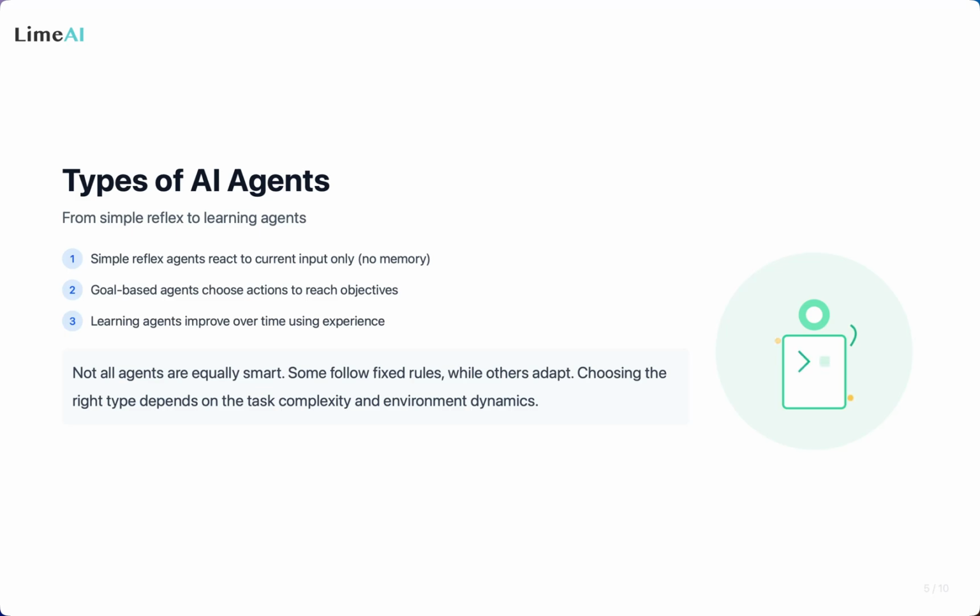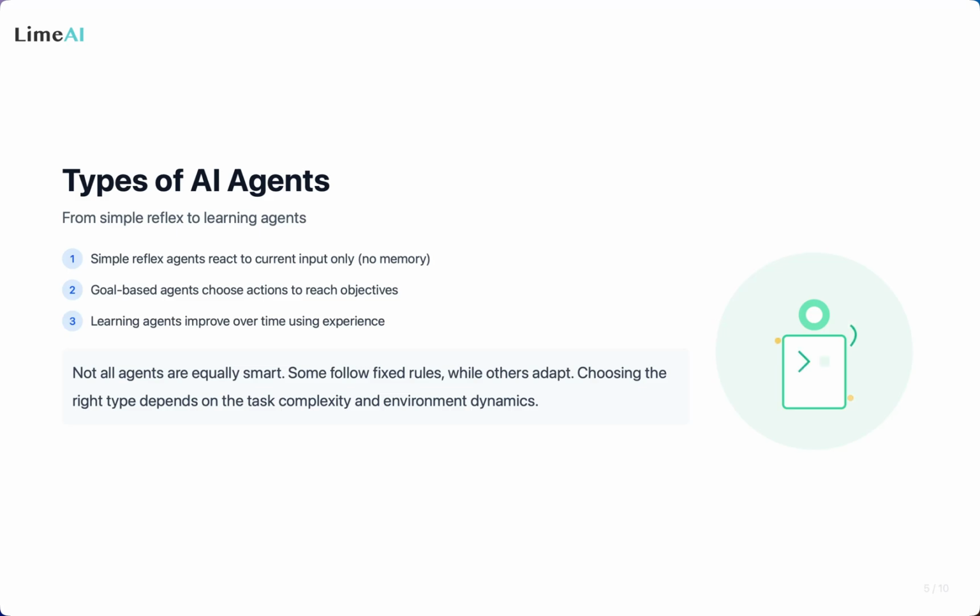Next, goal-based agents. These don't just react, they aim to achieve something, like a GPS app trying to get you to your destination quickly. It checks traffic, road closures, and distance to pick the best route. It's not just responding, it's solving a problem.